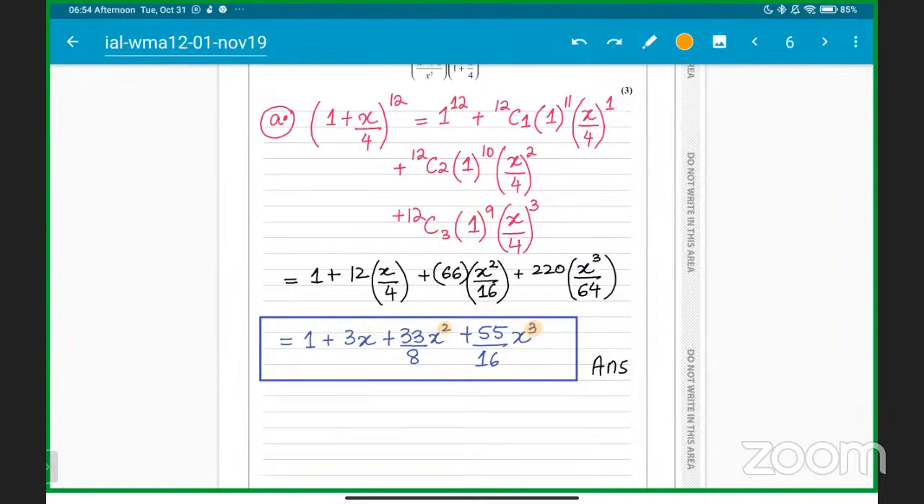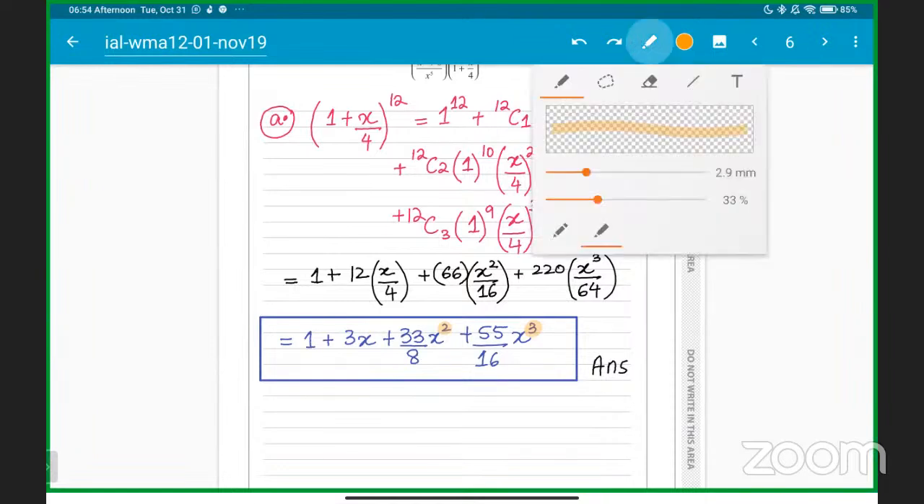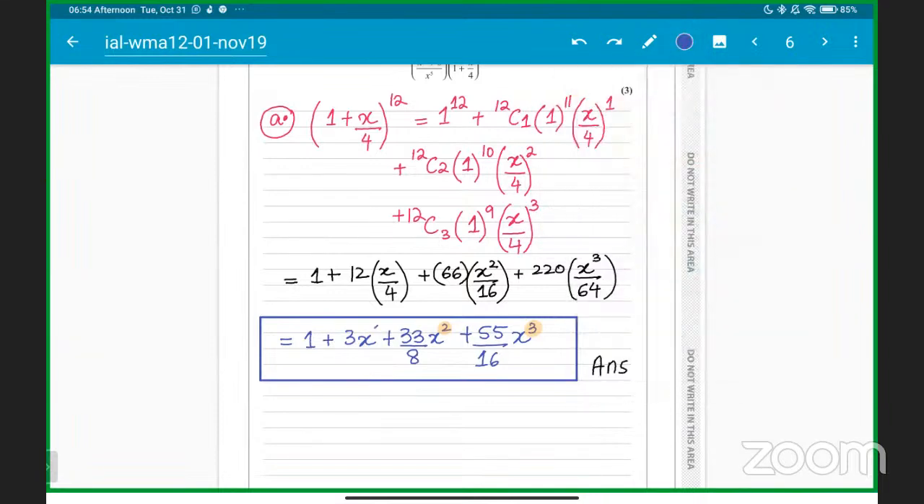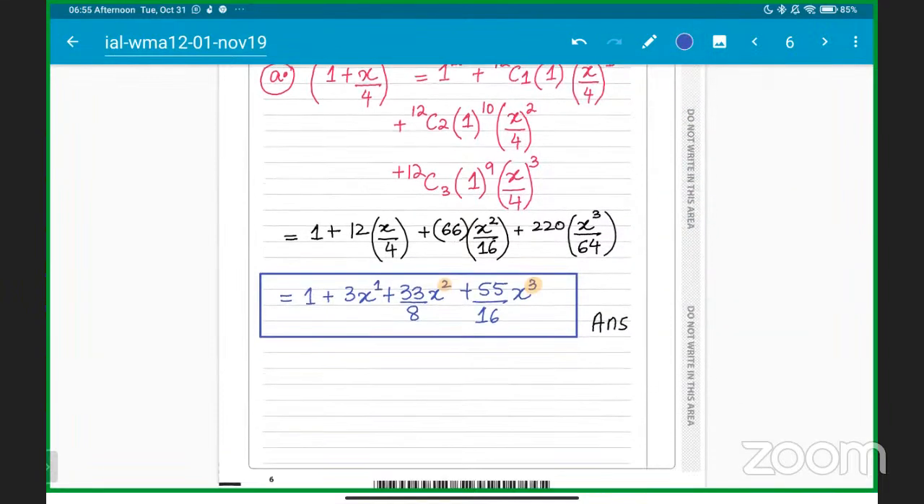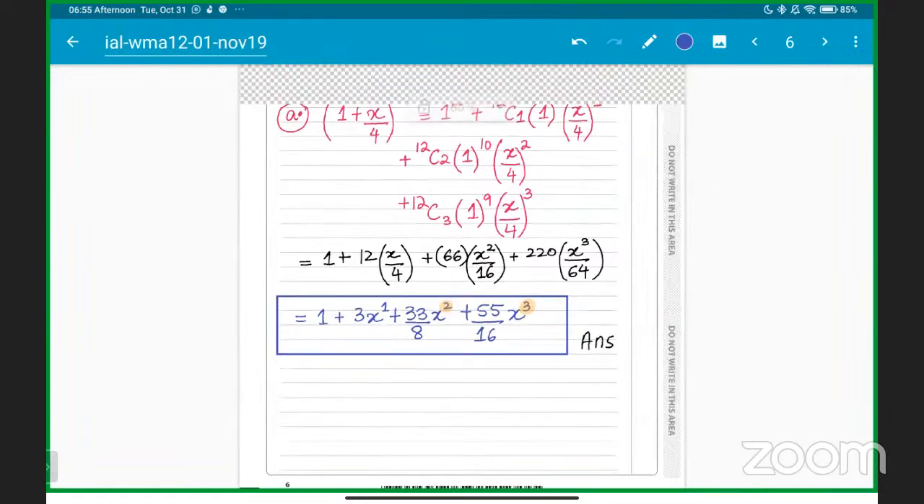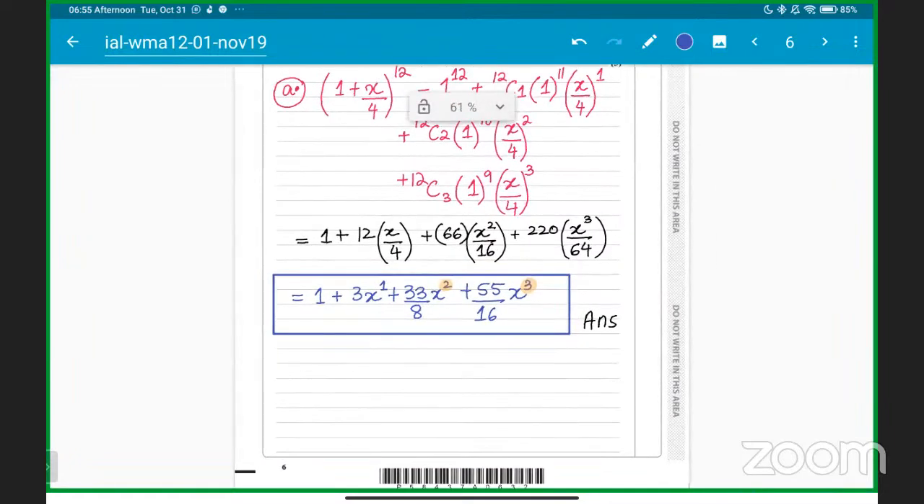People following with me? Understood? 1 plus 3x, 33 over 8 x squared, so this is going in the order. We can work out the power of 5 and multiply that there. Follow carefully. These were the 4 terms, so I'm going to find the 6th term, because it will give me the answer.